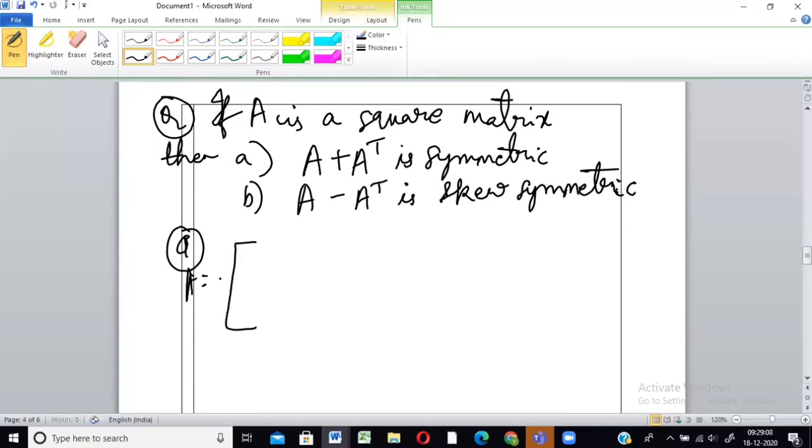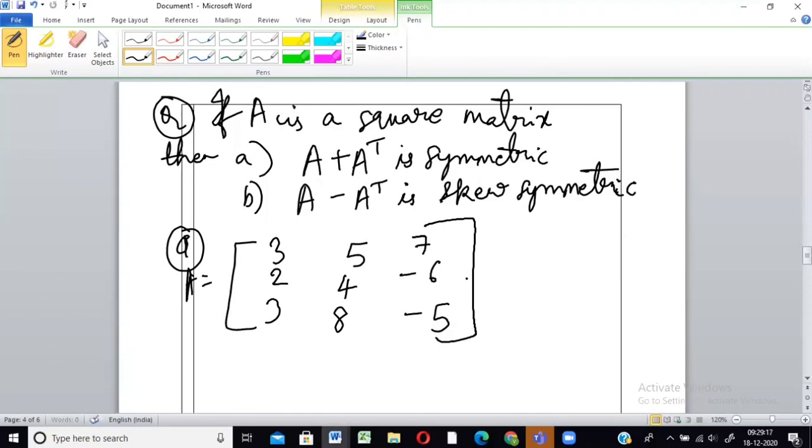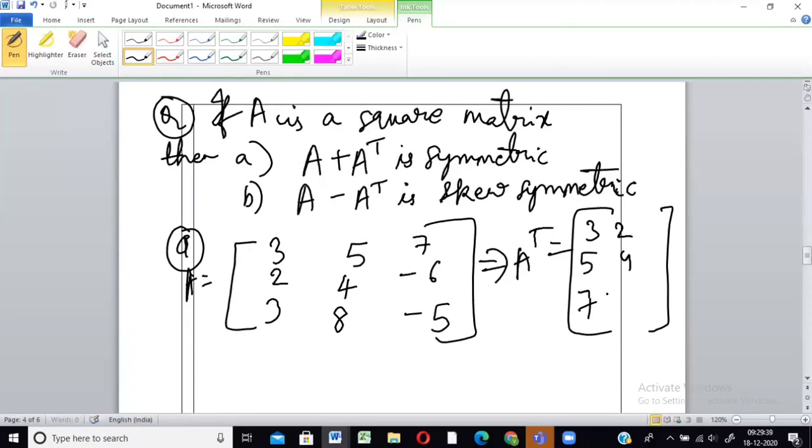Suppose the A we're taking here is 3 2 3, 5 4 8, 7 minus 6 minus 5. So what do we want? We want to prove these two: A plus A transpose and A minus A transpose. For both statements we need A, which we already have. We also need A transpose, so we will take A transpose. 3 5 7 goes like this, 2 4 minus 6, 3 8 minus 5.